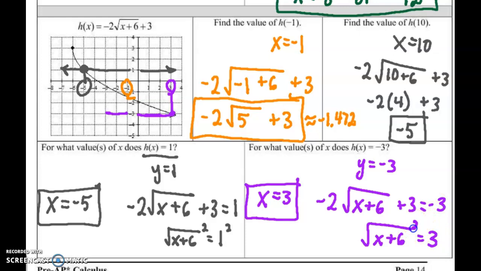Square both sides. Well, if you square 3, you'll get 9, and then subtract 6 over, and you'll get x equals 3, just like I promised.